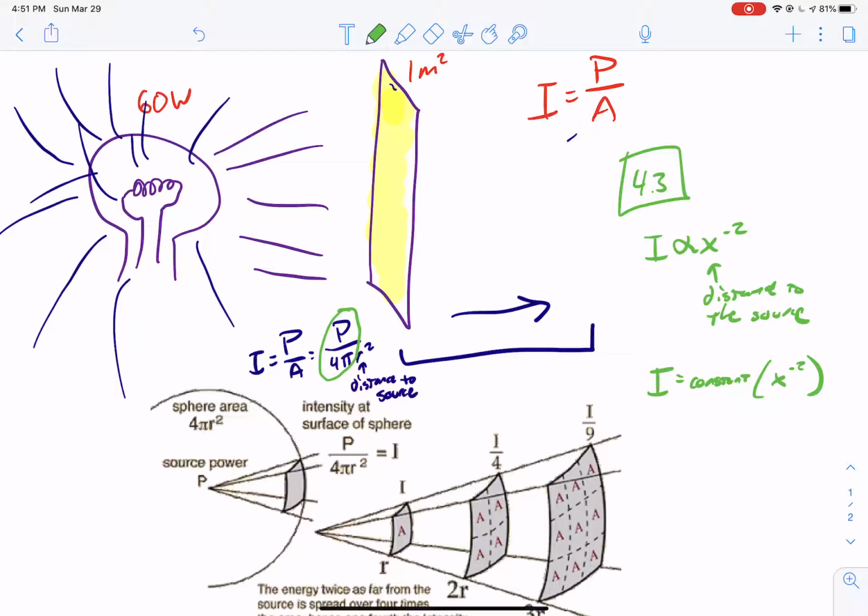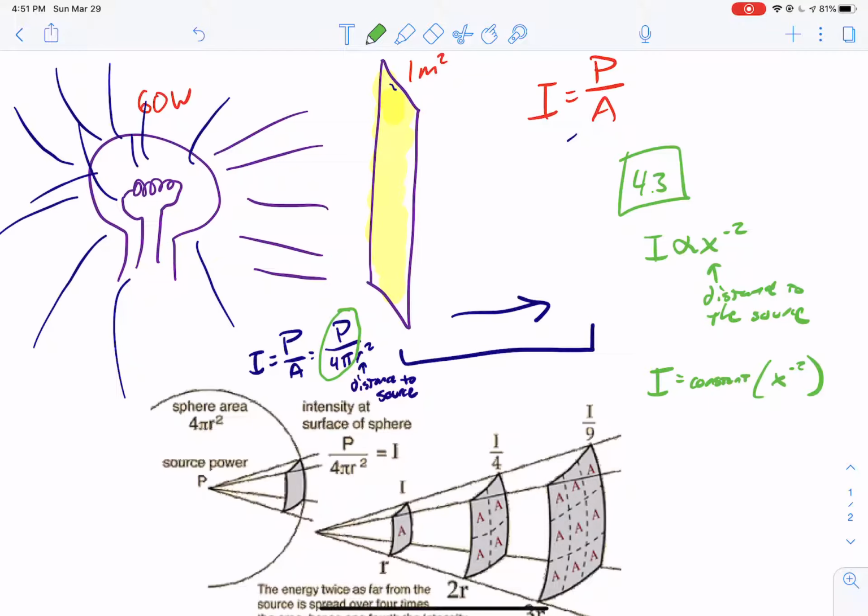So if you want to use the P over 4 pi r squared equation, go ahead. If you want to use this equation, you can as well. That will ask you probably a lot of questions like, hey, if you double the distance, what will happen to the intensity, and things like that. So this is how we deal with the inverse square law.